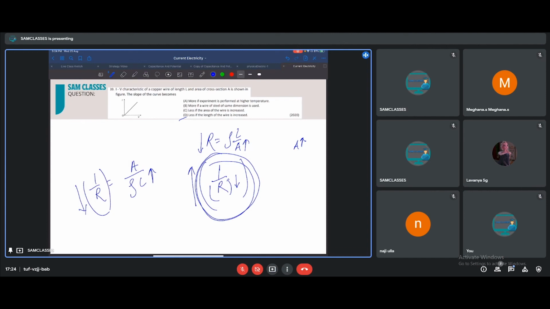See, we're not talking about R. You all gave the answer in terms of R. We're talking about 1 by R. So 1 by R will increase or decrease, we have to talk about that.